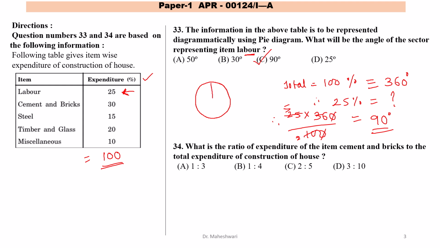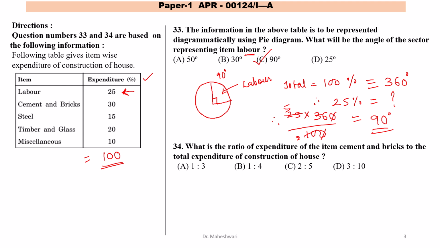Out of this pie chart, 90 degrees will be exactly from here till here. This is your 90 degrees, and this area will represent labor. This way you can find the remaining, but they have not asked, so don't waste time on that. Only the first thing they asked, about labor in the pie chart diagram, and the angle is 90 degrees for labor. Next one, let us solve.